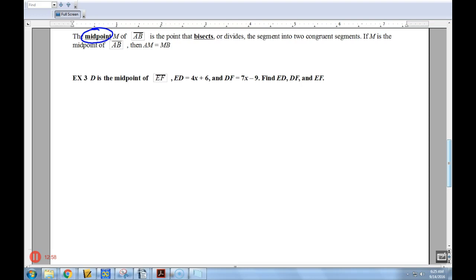The midpoint of segment AB is a point that bisects, or divides, the segment into two congruent pieces. I like to just think of bisect as chop in half. It perfectly chops it right down the middle. And if M is the midpoint of segment AB, then the distance from A to M equals M to B.